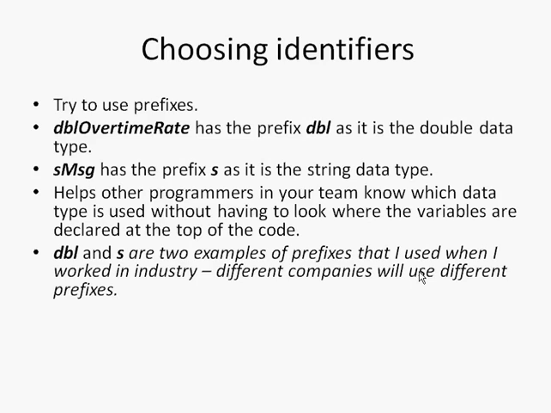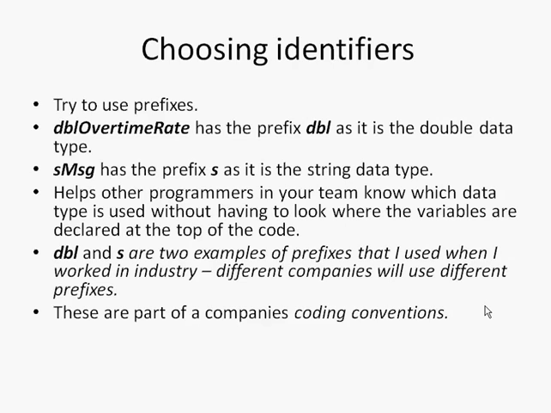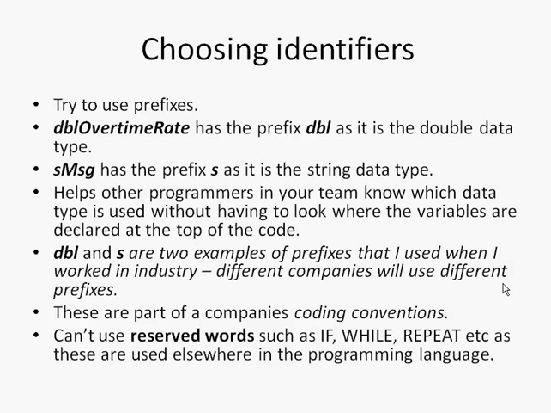Those are two examples of prefixes that I used when I worked in industry, and different companies will use different prefixes. These are part of a company's coding conventions, which we'll look at further in a future video. Another thing about identifiers, we can't use reserved words in programming languages, and there are lots of them, such as if, while, repeat, etc. Because of course those are used elsewhere in the programming language.